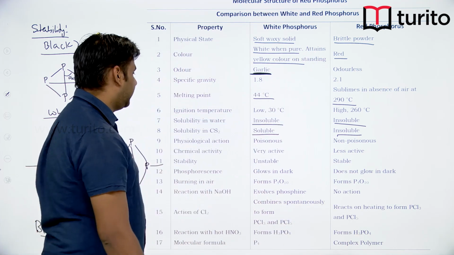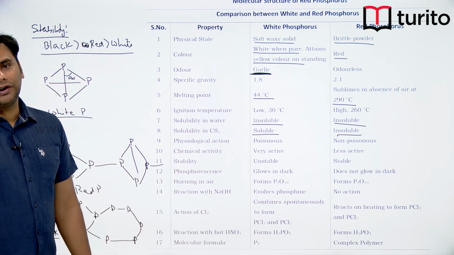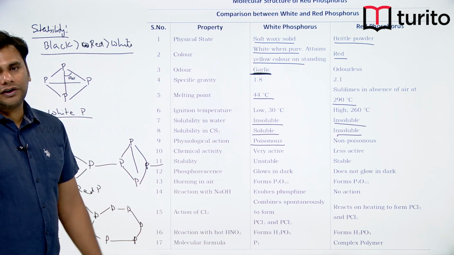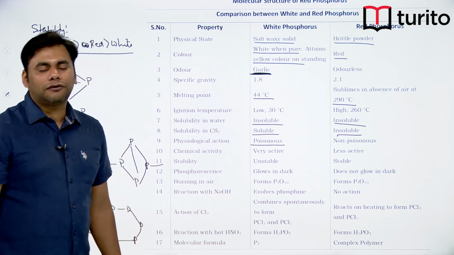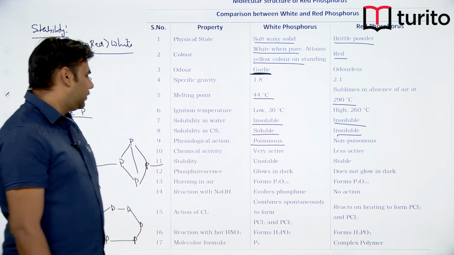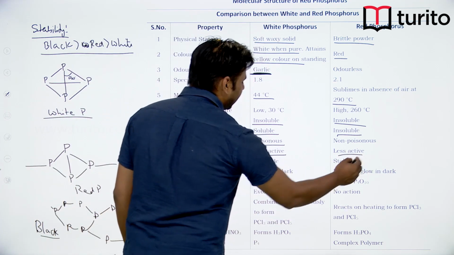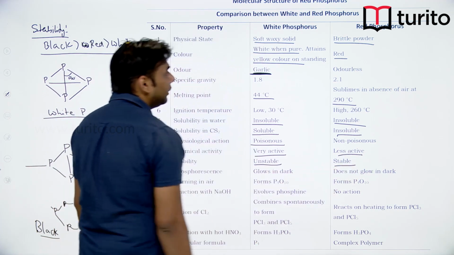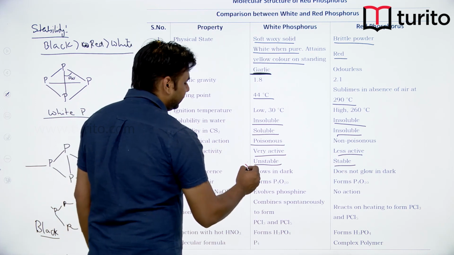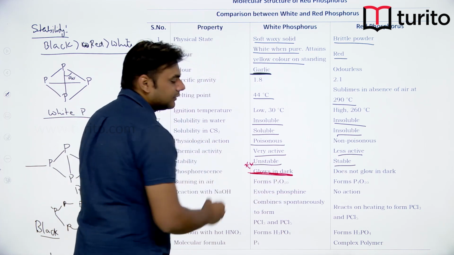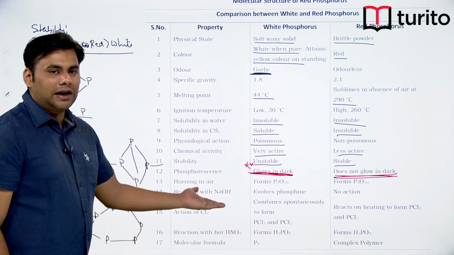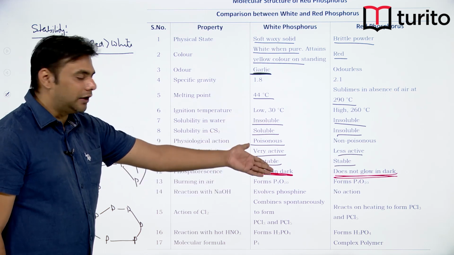Now you need to know these properties. White phosphorus is highly poisonous in nature. If people operating in factories are exposed to white phosphorus, they get a disease known as phossy jaw, where the jaw bones get decayed. Chemical activity: this is highly reactive, this is less reactive, this is unstable, this is stable. Another important property is that white phosphorus glows in the dark. This property is called chemiluminescence. Whereas red phosphorus does not glow in the dark. Burning in air, white phosphorus reacts spontaneously to form P4O10, and red phosphorus also reacts to form P4O10.